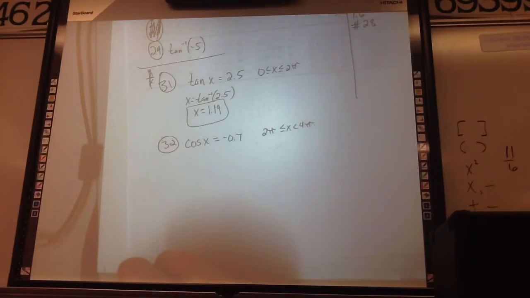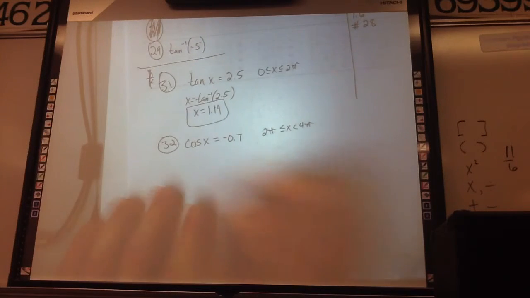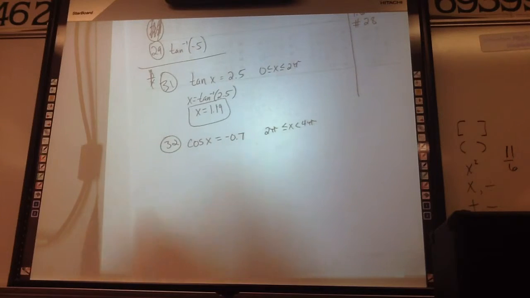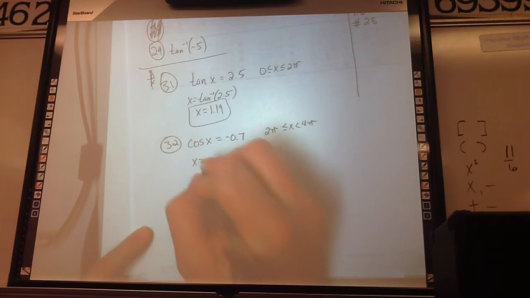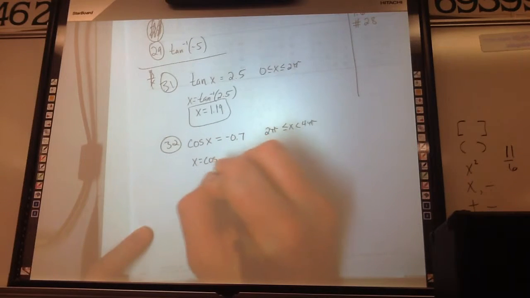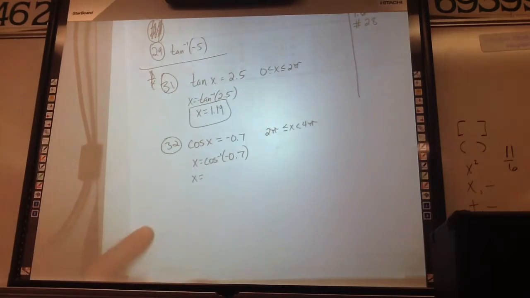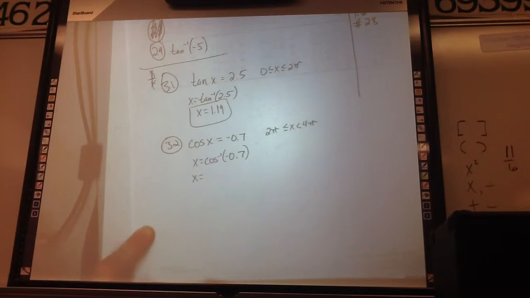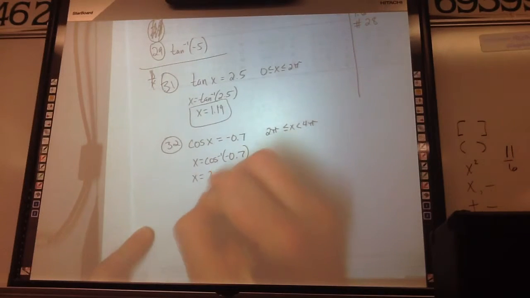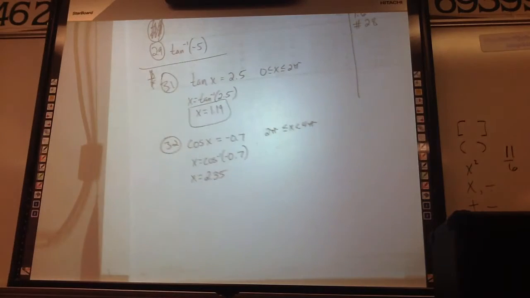So now we have to think. If I just solve this first, see what you get. Get your normal answer. So x will equal the inverse cosine of negative 0.7. What do you get? 2.34 radians. 2.346, or 2.35 radians.